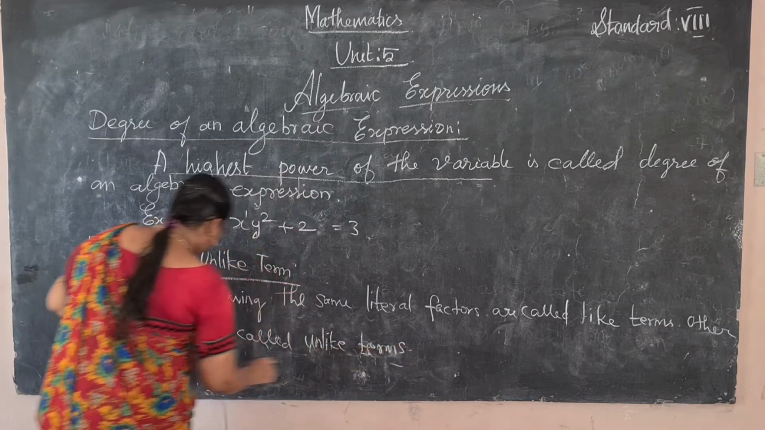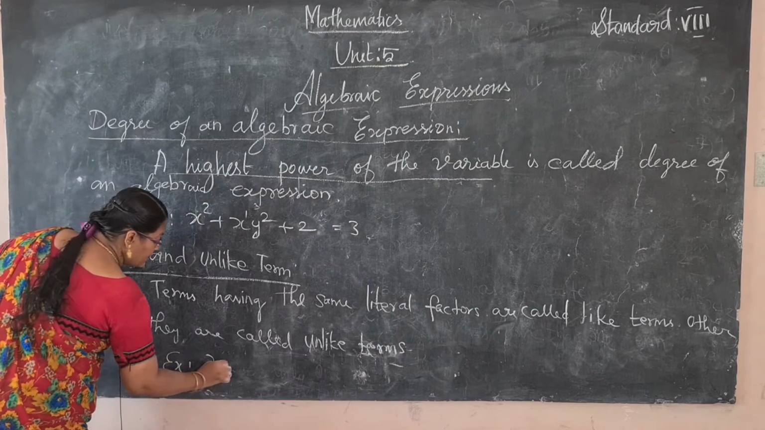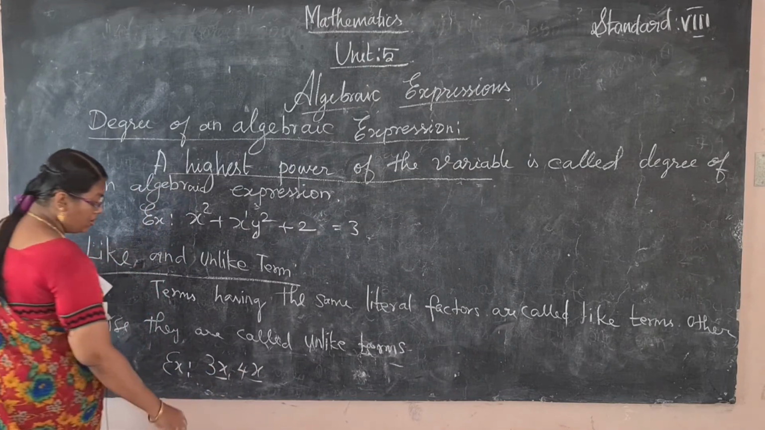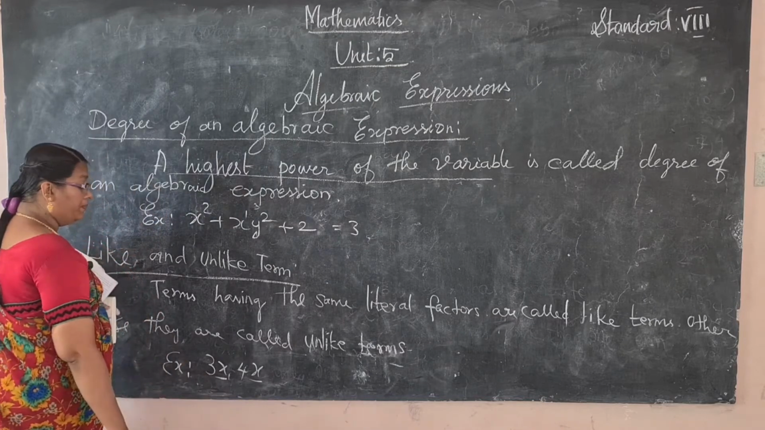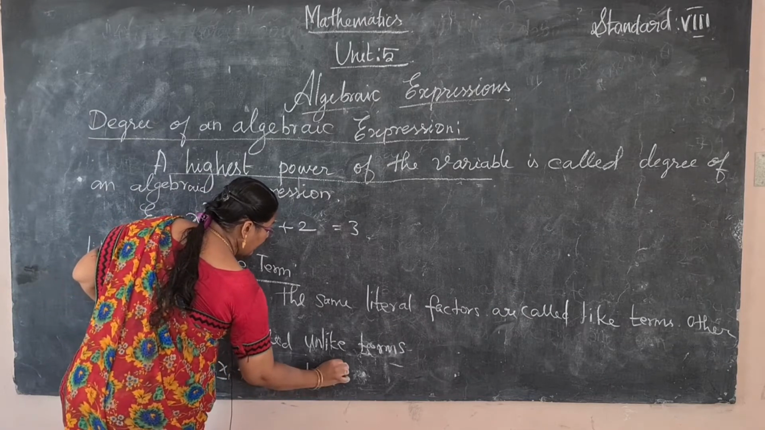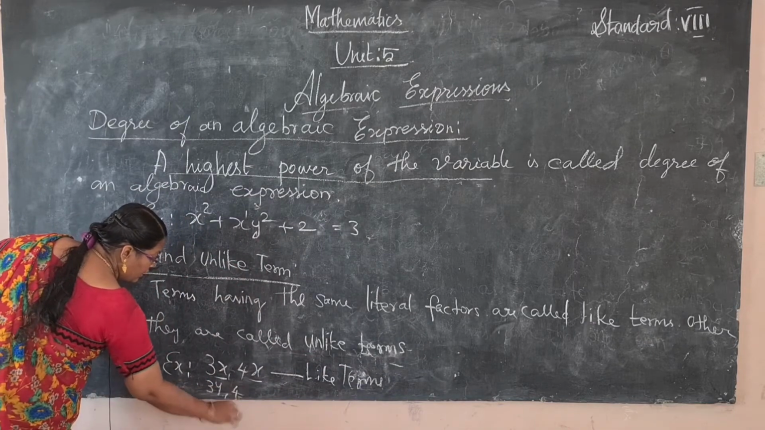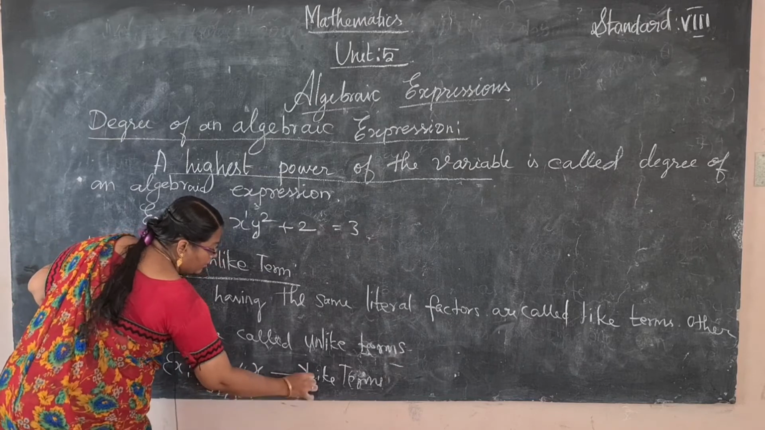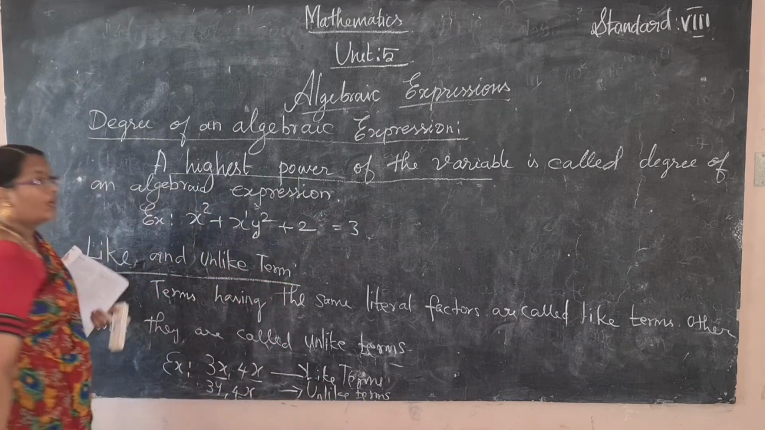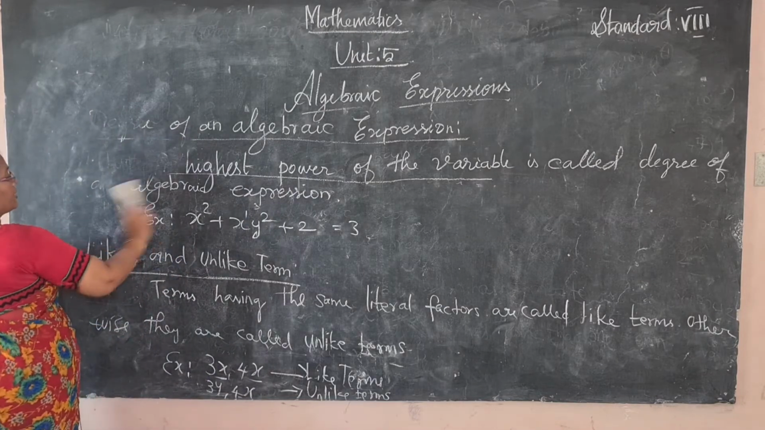Example of like terms: 3x and 4x, the same literal variables, literal numbers. These are the like terms. And unlike terms: 3y and 4x are unlike terms. Okay, you understand? And next, addition and subtraction of algebraic expressions.